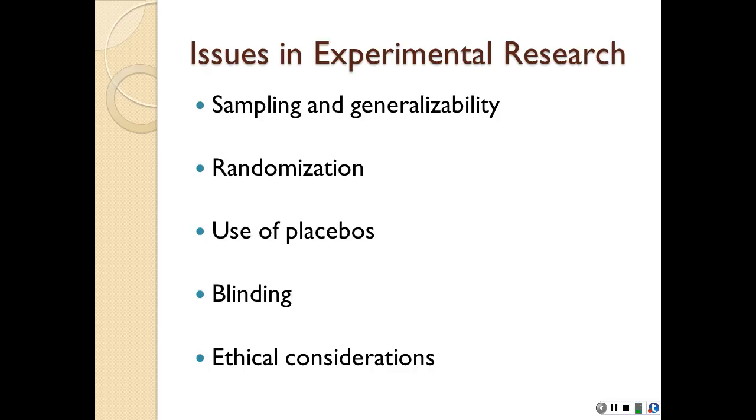In a single-blind study, the participants, the subjects that are in the study, don't know if they're in the treatment group or the control condition. But the investigator does know. In a double-blind study, neither the investigator nor the participants know which treatment group they're in.